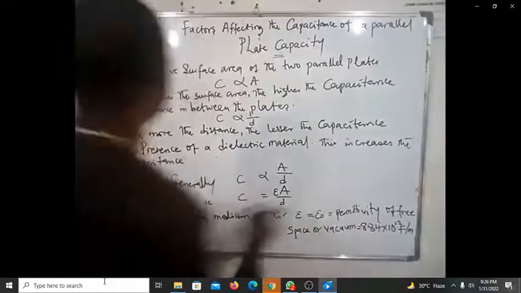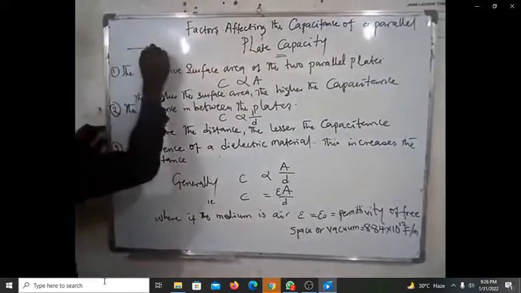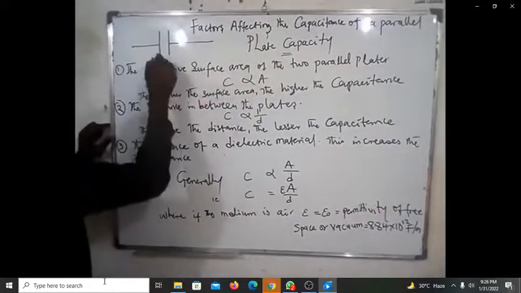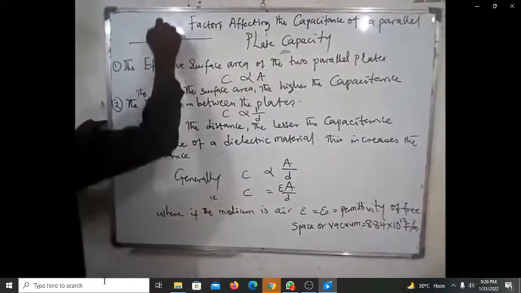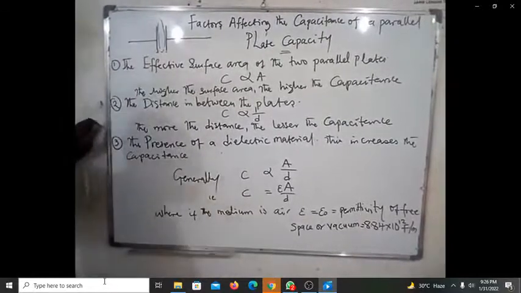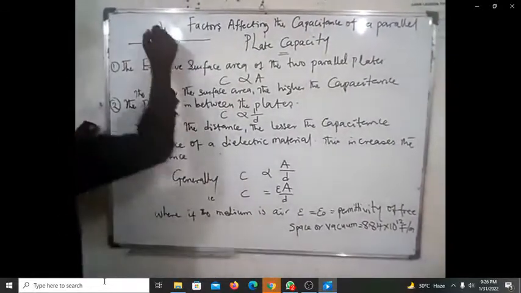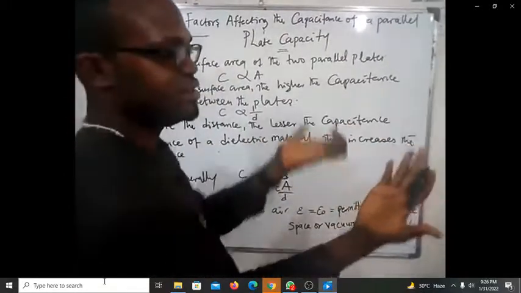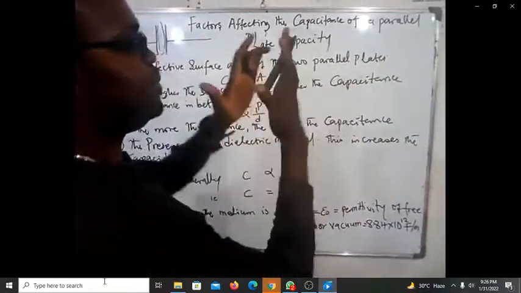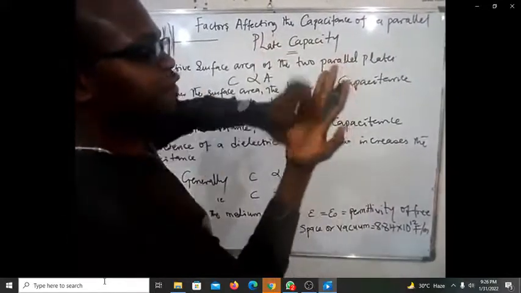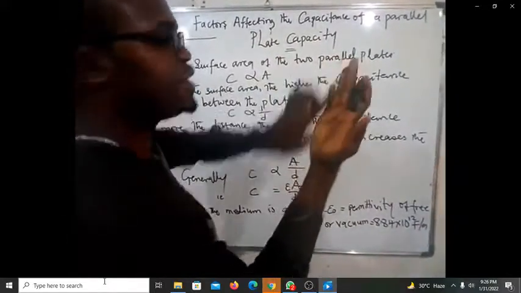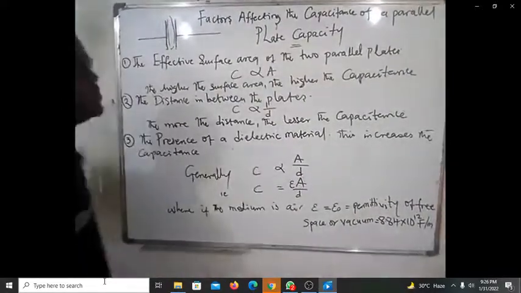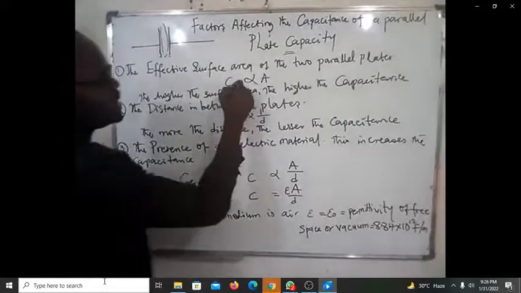I told us that a capacitor is an electrical equipment like this. It has two parallel plates, and in between the parallel plates there is a dielectric material. So these parallel plates are plates like this. This is a plate, this is another plate, they are placed like this. So the surface area of each of these plates, if the surface area is high, the capacitance will be high.